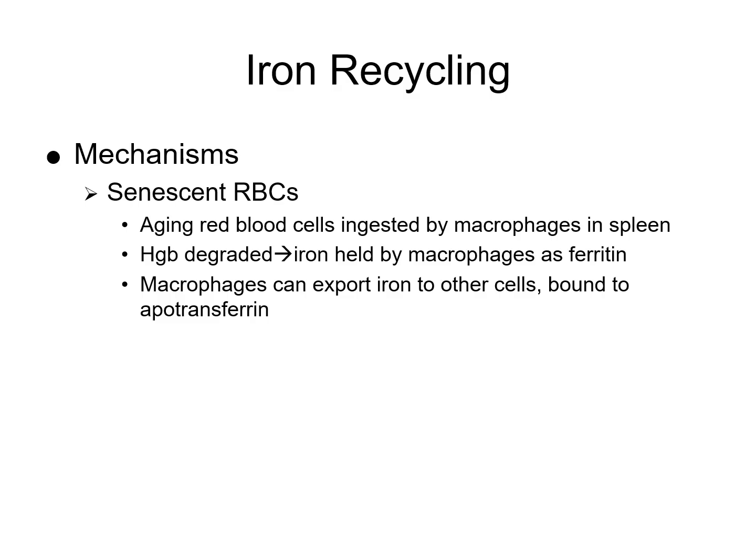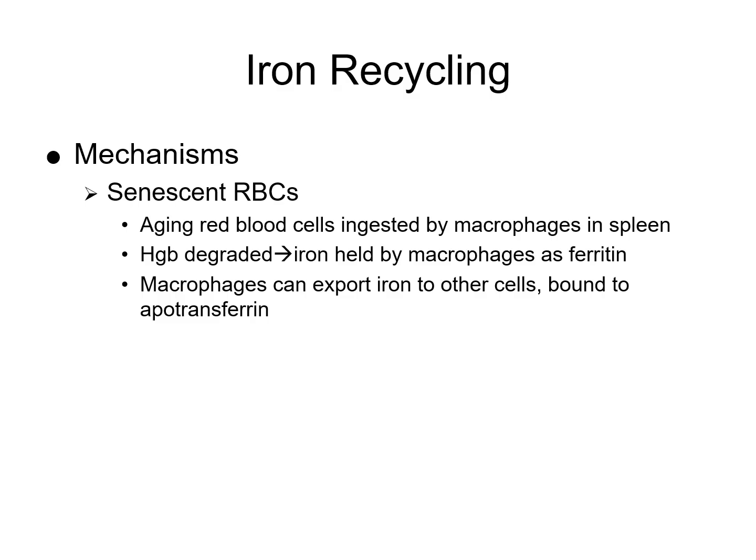When needed, macrophages export iron back into the bloodstream, and this exported iron is in the ferrous form, which is transported out of the macrophages via ferroportin. Once it's in the plasma, iron is oxidized and binds to apotransferrin, forming transferrin for delivery to other cells, such as those developing erythroblasts. The importance of iron recycling is that it helps conserve the majority of body iron and reduces the need for dietary iron.